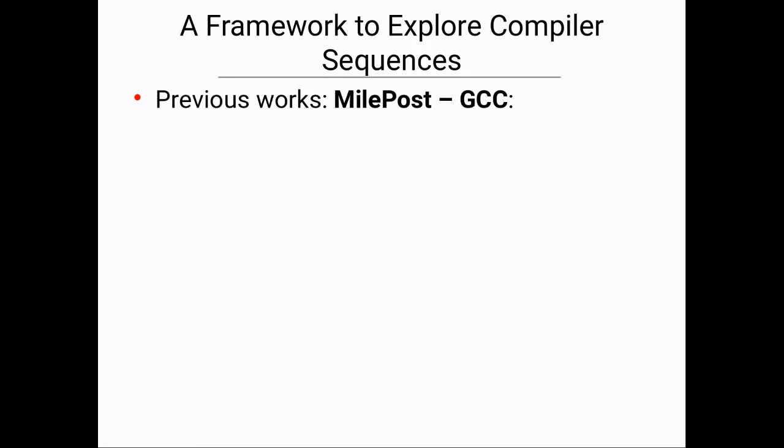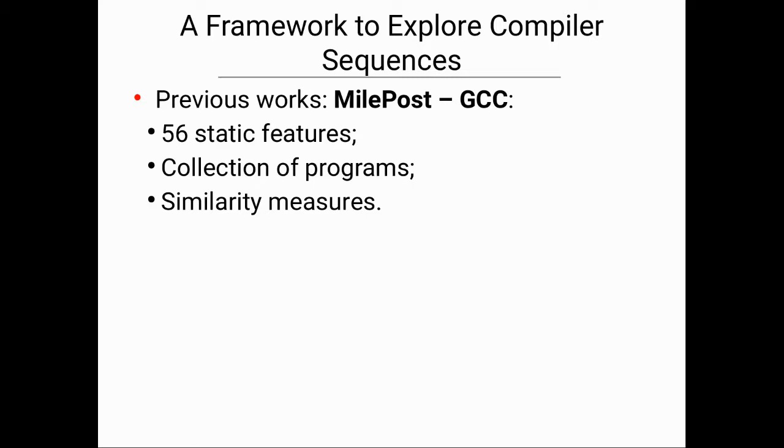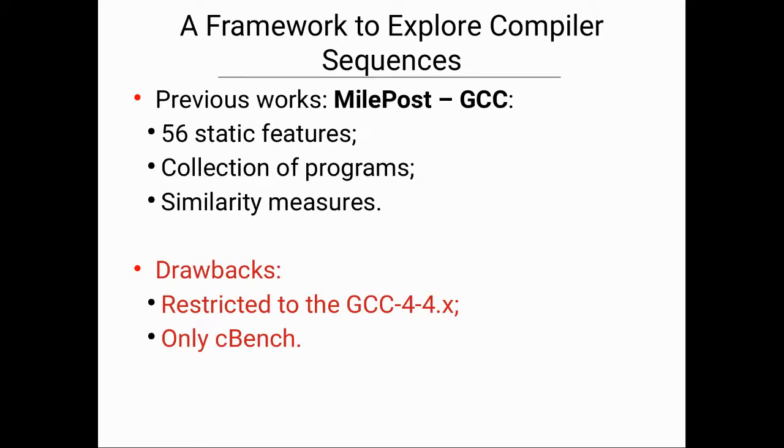The most similar project to ours is the Milepost GCC, which is one of the most well-established frameworks for predictive compilation for the C programming language. Its components are made of a feature extractor, which collects 56 different static features, a set of programs for training, and metrics for similarity measured between these programs. It records how each sequence performs and has been used for runtime and code size optimization.